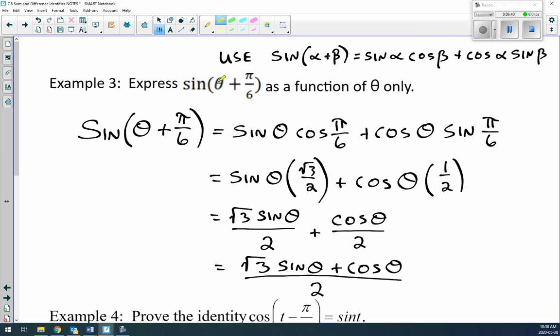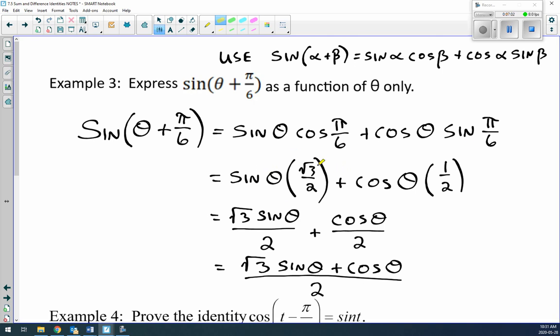Okay, so we have theta plus pi over 6. So we're going to use sine of alpha plus beta. So there it is right there. I just wrote it at the top. So let's plug in what we know. So sine of theta plus pi over 6. We write it out, right? Sine alpha times cosine beta, plus cosine alpha times sine beta. And just plug in what we know.